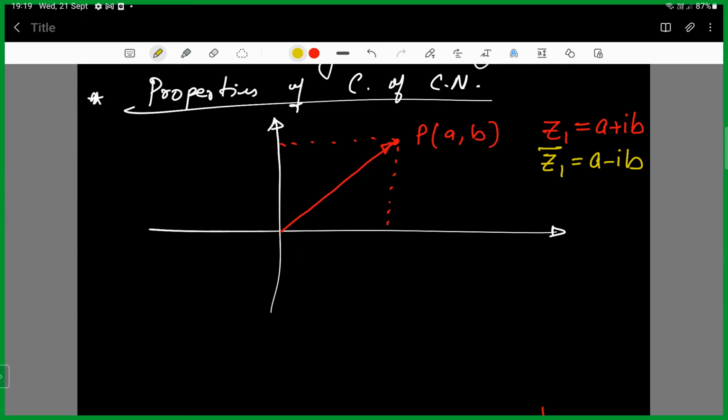A plus iota B is A. How do you go? A this side, B this side. Now, how will you draw A minus iota B? This is the imaginary axis, right? Let me write it. This is the imaginary axis. This is the real axis. Write both. It's already written. Vishal Babu, show it to me.